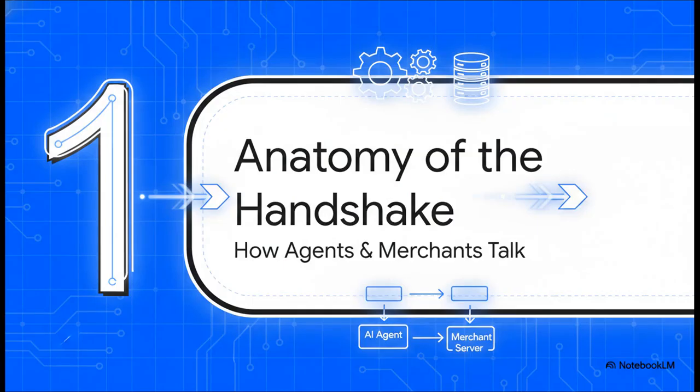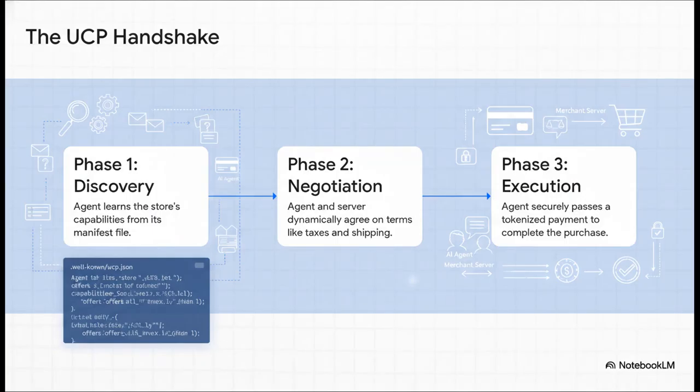All right, so now let's get into the real nuts and bolts of how this thing actually works. We're going to break down what we call the technical handshake that happens between an AI agent and a merchant server. I mean, this is the absolute core of the entire UCP system. Okay, so this handshake happens in three really distinct phases. First up, you have discovery. That's where the agent figures out what a store can actually do. Then comes negotiation, where they agree on all the little details of the transaction. And finally, execution, which is where the purchase actually gets made. Let's walk through each one.